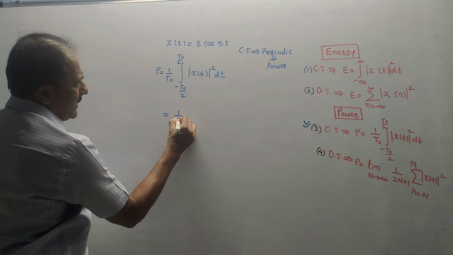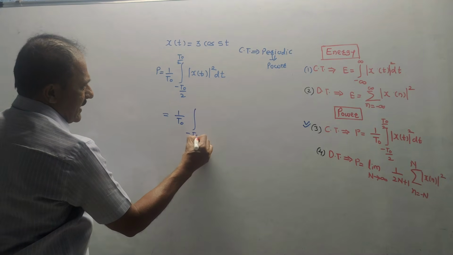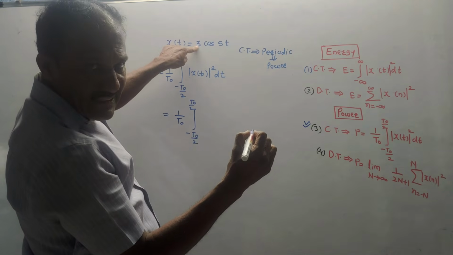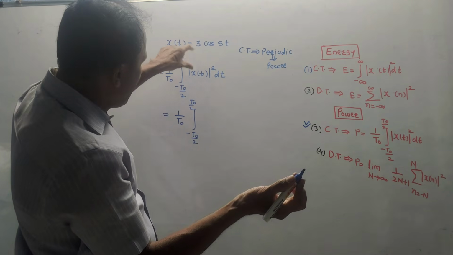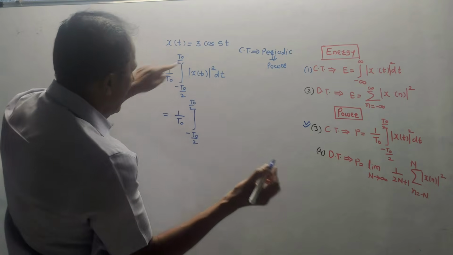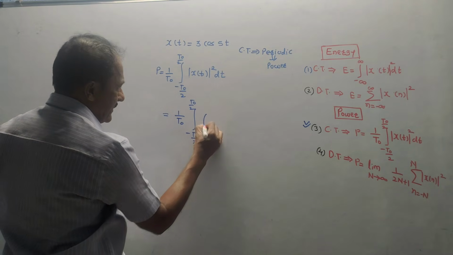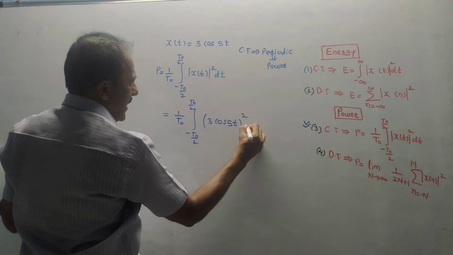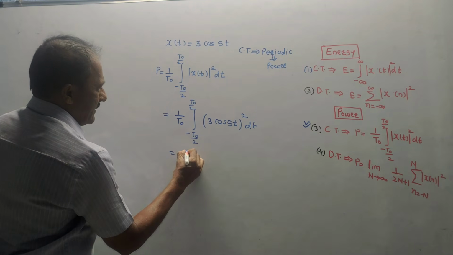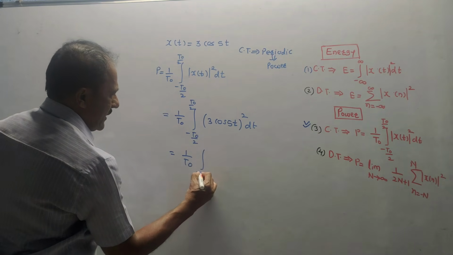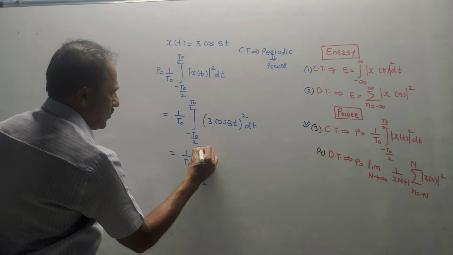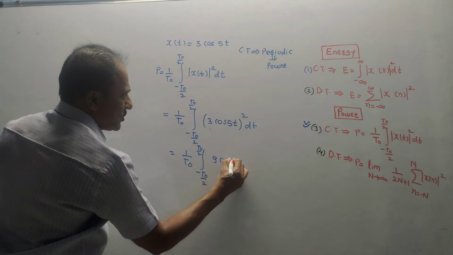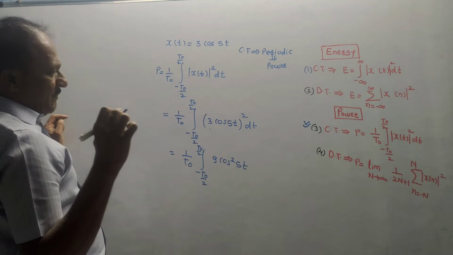So it is 1 by T0 as it is, integration limits as it is, minus T0 by 2 to plus T0 by 2. Mod, again plus 3 is the magnitude. There is no negative magnitude, so I am skipping this mod sign. It's square, so I will write it like this. I will write this thing in the bracket, 3 cos pi t, its square dt. So make the thing simple. 1 by T0 integration from minus T0 by 2 to plus T0 by 2. 3 square becomes 9 cos square pi t.